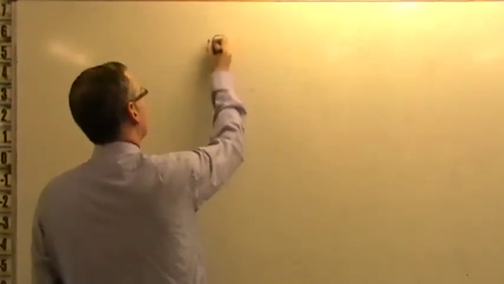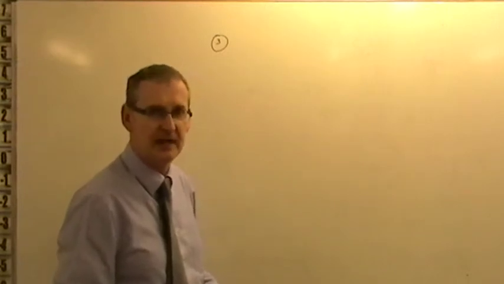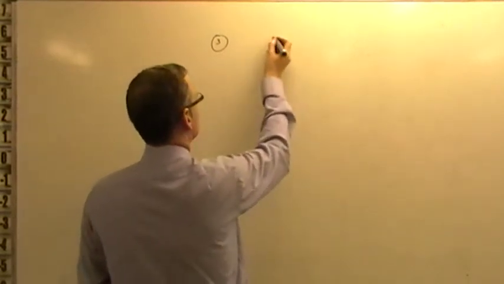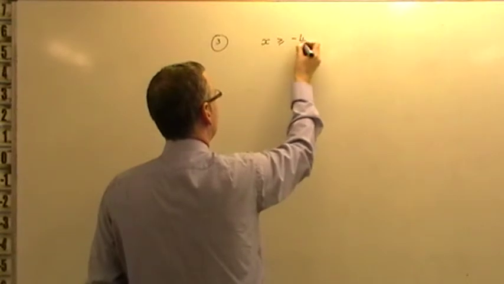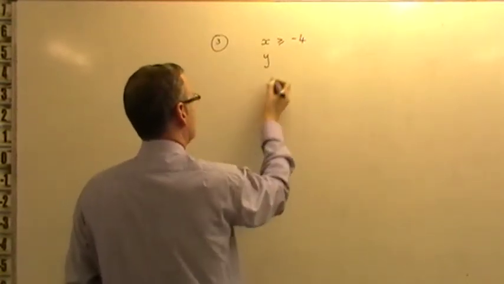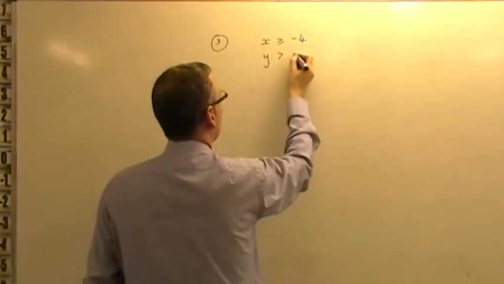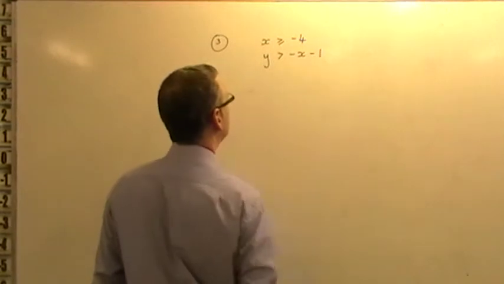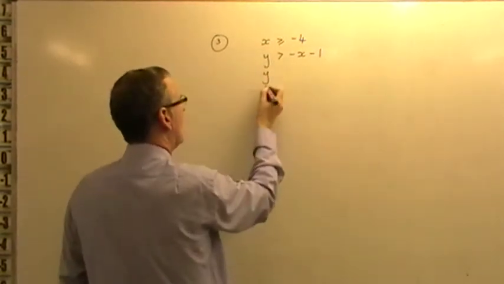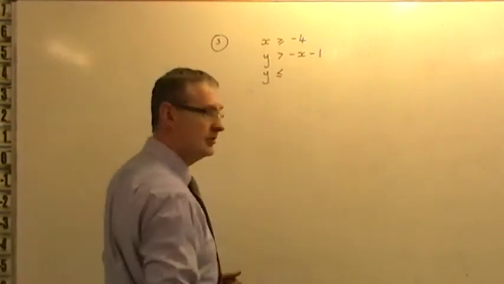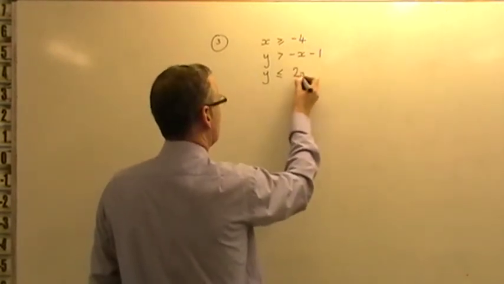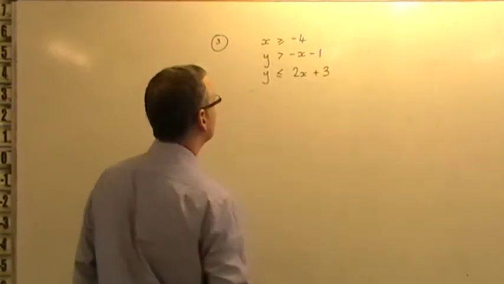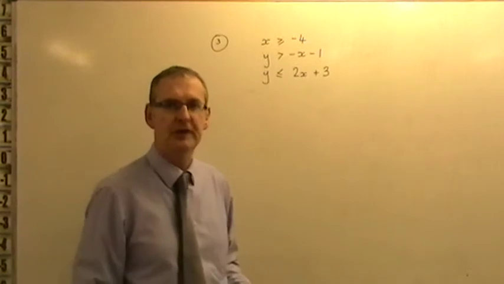for question number 3, I'm going to look at this set of inequalities that I have to satisfy. So the first inequality I want us to look at is x greater than or equal to minus 4. And then the second boundary line is going to be y is greater than minus x minus 1. And the third boundary line is going to be y is less than or equal to, so that will be a solid line when I come to draw the thing, y is less than or equal to 2x plus 3. So I want to shade the region which obeys all three of those conditions.